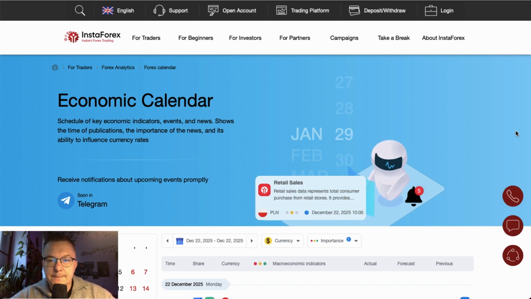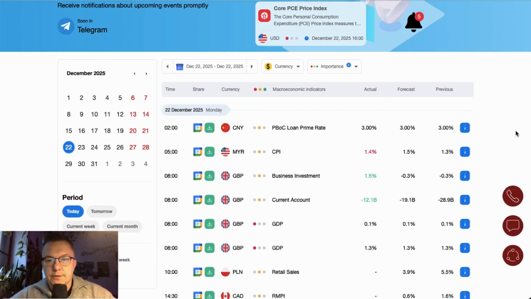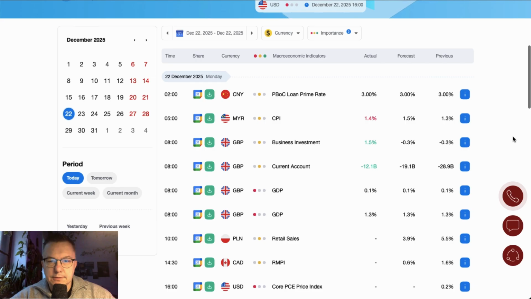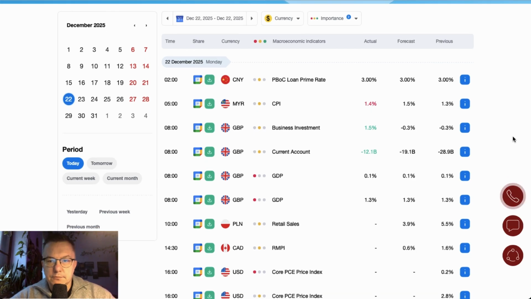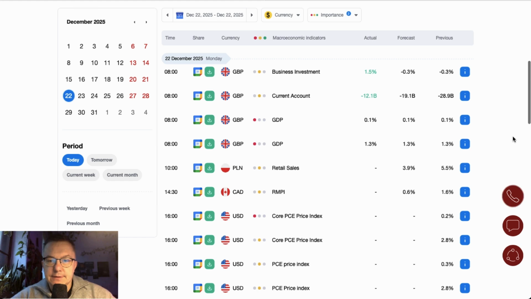Today is Monday, December 22nd, 2025. Let's take a look at the economic calendar for today. Overnight data were quite limited. We got only the People's Bank of China loan prime rate, which was set at the same level as expected, 3%, so no change here. Data from the UK, business investment, current account and GDP, are the most important data set released from the UK and during the whole London session.